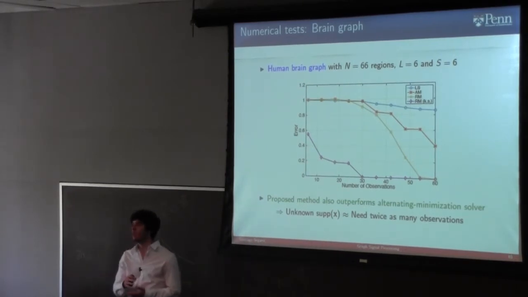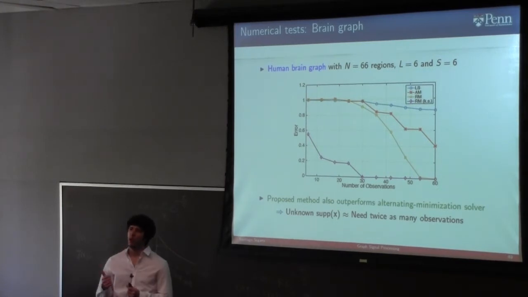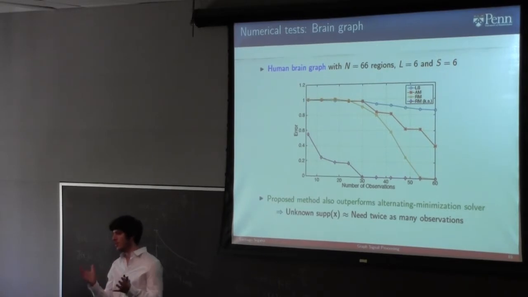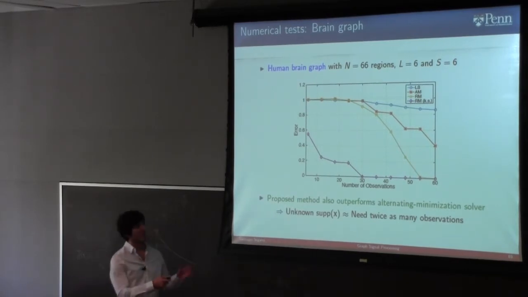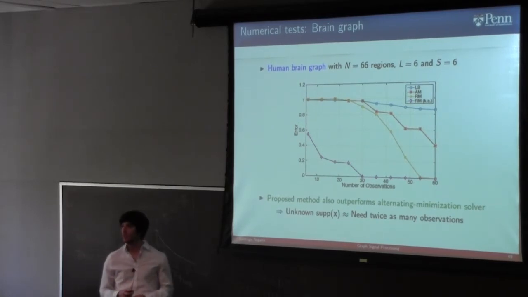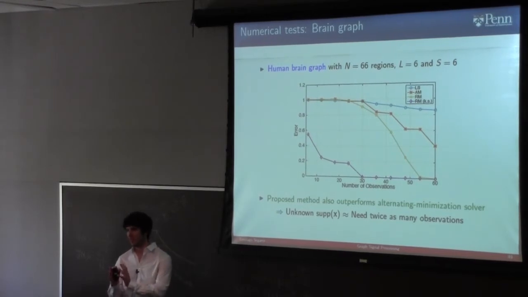AM means alternating minimization. Originally we had a bilinear problem, so why don't we just solve that by fixing x and solving for h, and then fixing h and solving for x, doing this sort of block coordinate descent? You can do that, but the performance is not as good as the thing that we proposed, which is the yellow one. The alternating minimization is the orange one. The thing that we proposed, rank minimization, that's RM, is what we're proposing over here. And the purple one is, what if you do rank minimization, but you know a priori the support of the signal? That would be extra information.